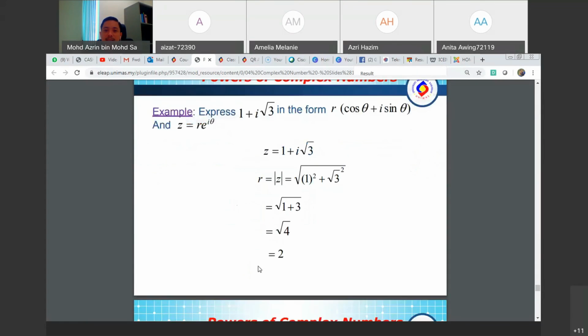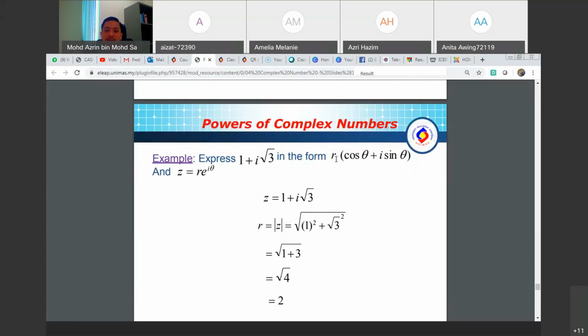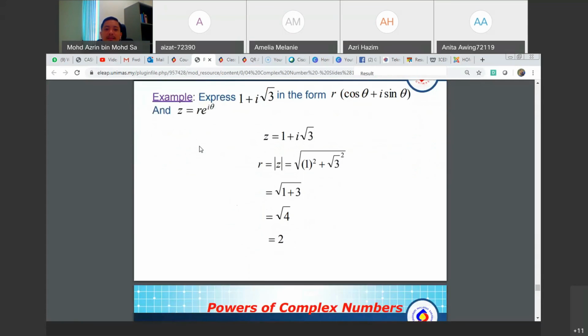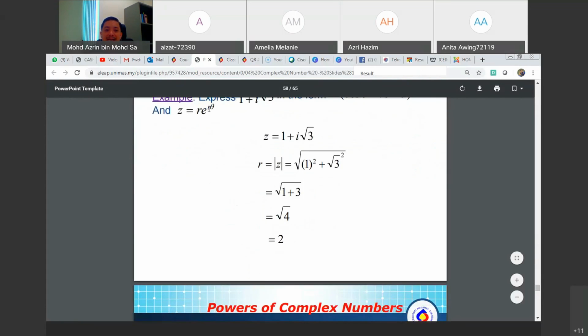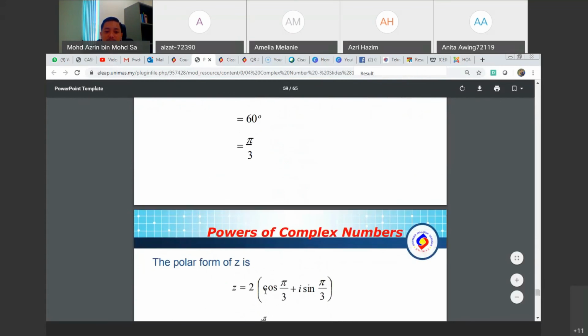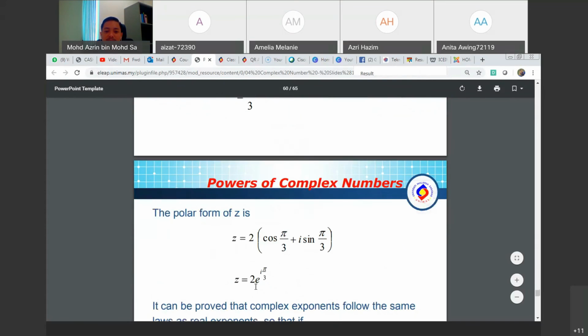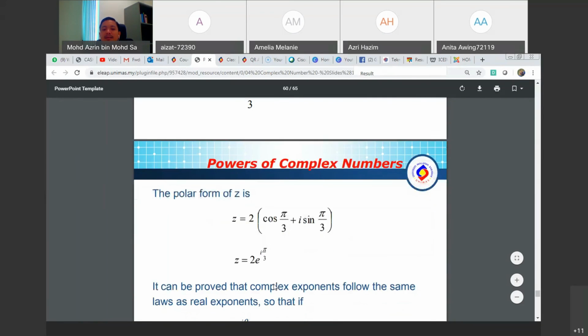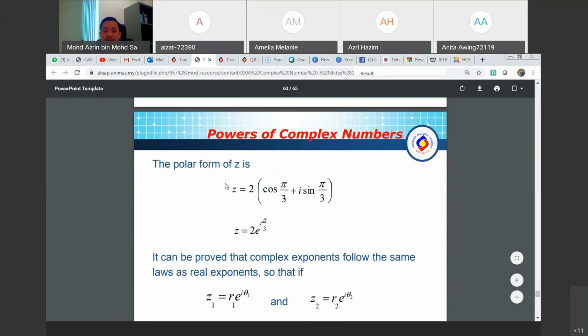So you boleh letak dekat sini, theta adalah pi over 3, r adalah 2. Senang kan, jawapannya adalah 2 cos pi over 3 plus i sin pi over 3. Dan tukar pula pada z equal to r exponential i theta. So, you dah dapat nilai tadi dalam bentuk ni, polar form. Just tukar exponential, letak 2 exponential i theta dia berapa? Pi over 3. Dan you dapat jawapan in term of polar form dengan exponential form.